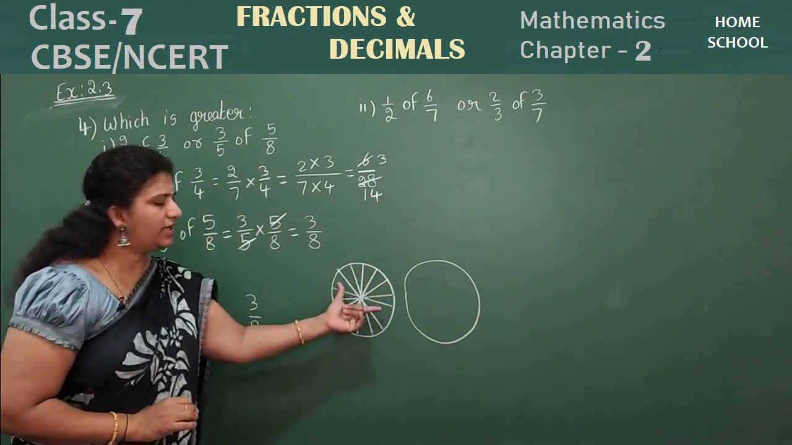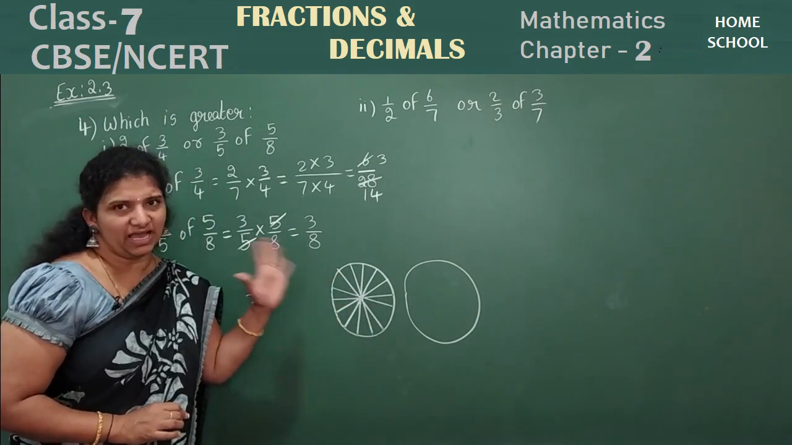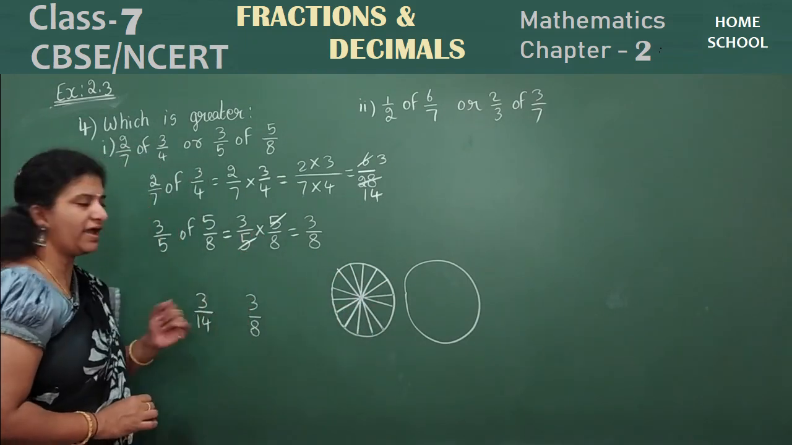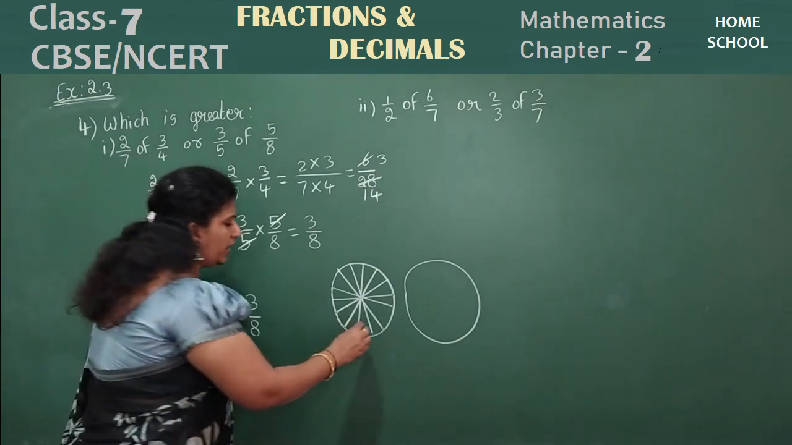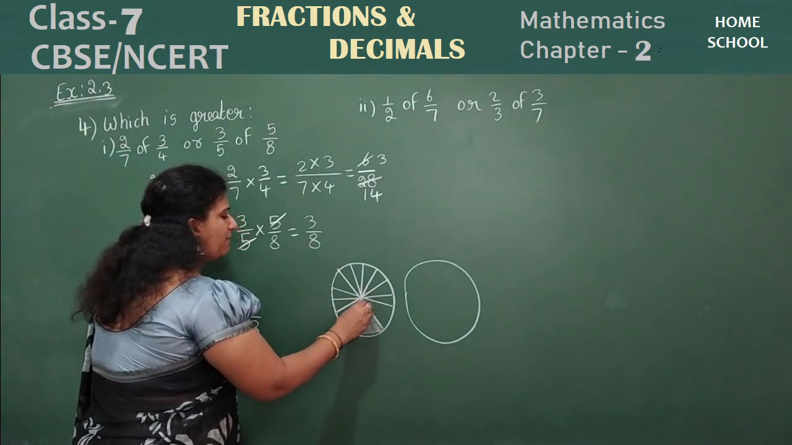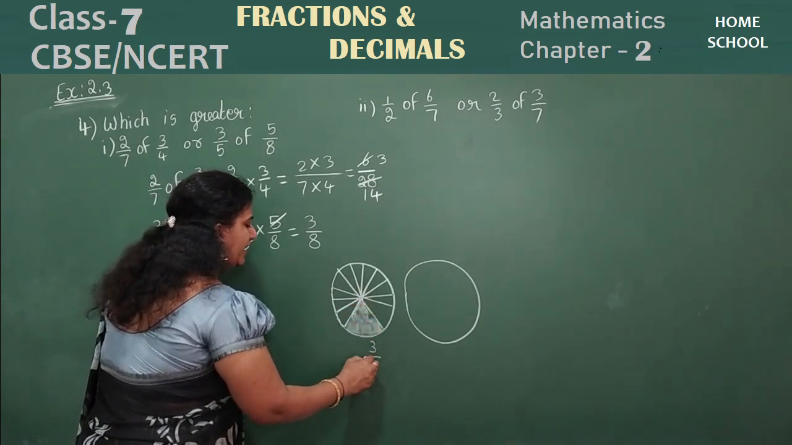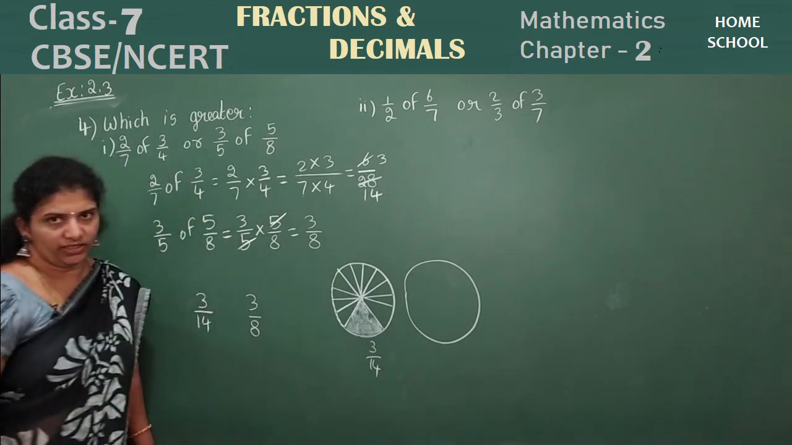So these two are little big children. Imagine that all are of same size. 3 by 14 means what? 1, 2, 3. 3 parts is shaded. Yes or no? This fraction indicates 3 by 14.